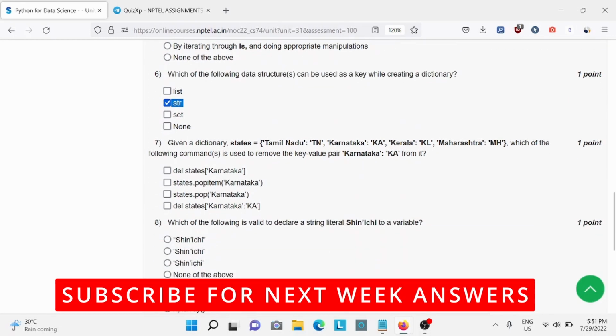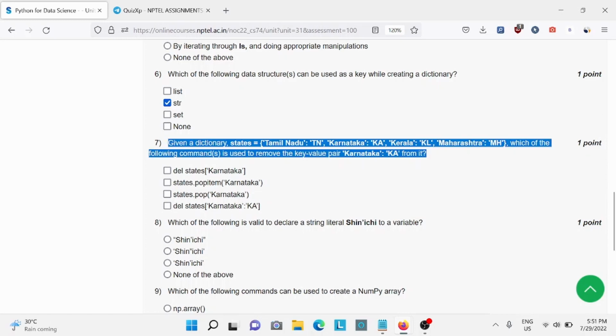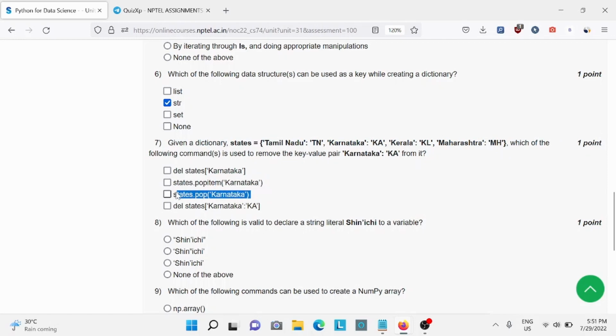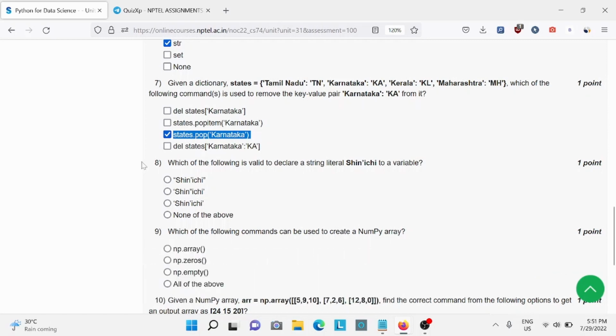Question number 7. Given a dictionary, states is used to remove the key value pair. For this question, C is the right answer. Question number 8. Which of the following is valid to declare a string literal signature to a variable? For this, A is the right answer.